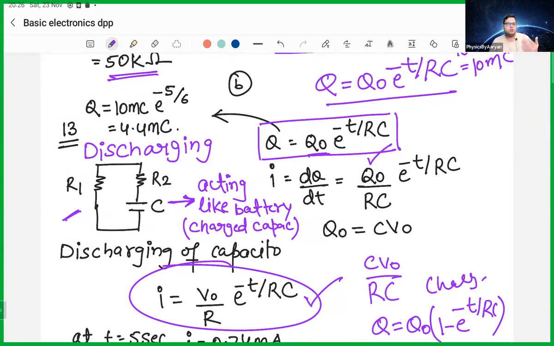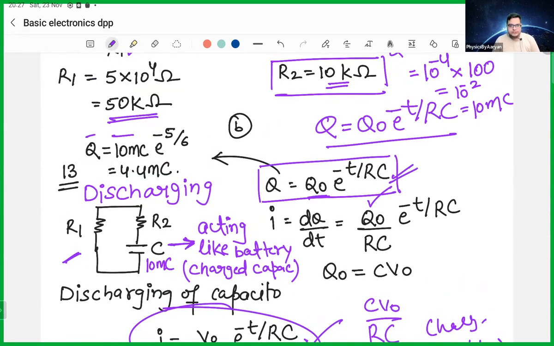For example, you're using a mobile phone and you use it for 5 seconds, so your battery is decreasing. Let's find how much the battery will decrease. Initially, how much was the charge? Initially, the charge was 10 millicoulomb, as we calculated. And you let your battery discharge. So after 5 seconds, how much will your battery be discharged? You can use this equation.